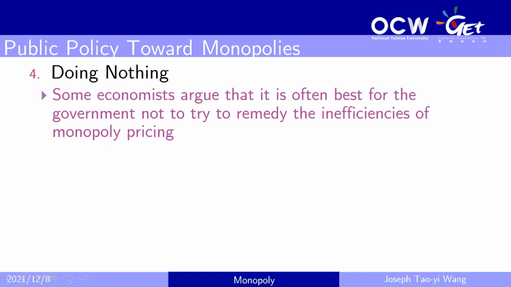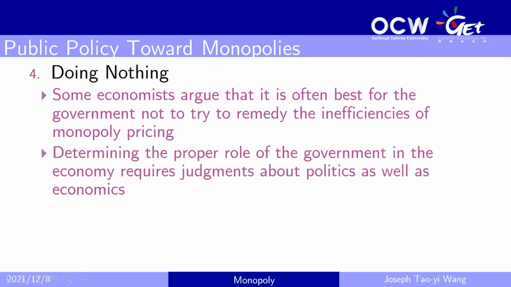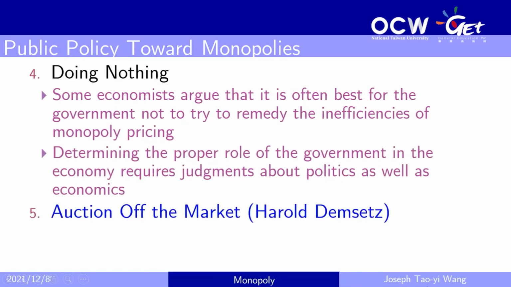So actually, some economists say, hey, maybe doing nothing is better than trying to mess things up and make things even worse. So maybe just leave it as it is. That's another suggestion. Of course, it's not really that easy to make the right choice, because figuring out what the government should do is not only an economics problem, but also a political problem that you have to solve. The last suggestion, from my UCLA professor, Harold Demsetz, is that we should try to auction off the market.